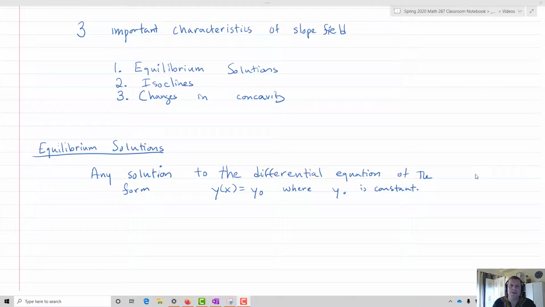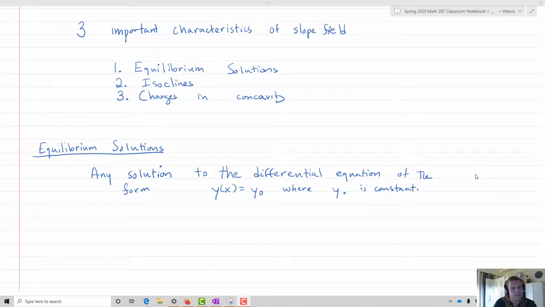Now let's take a look at 3 important characteristics of slope fields that are going to help us to find equilibrium solutions, to characterize solution curves, and help us to draw solution curves. The first one is called equilibrium solutions. The second are called isoclines, and the third are called changes in concavity.